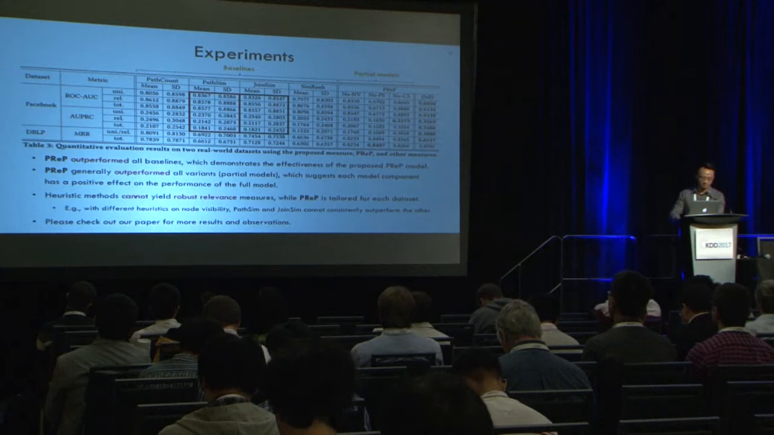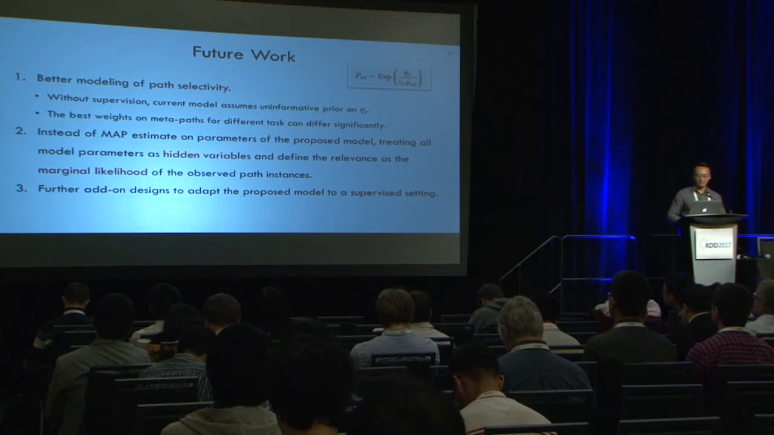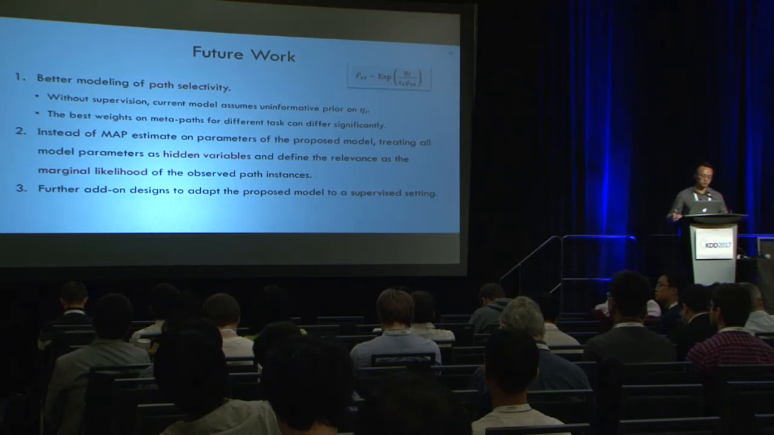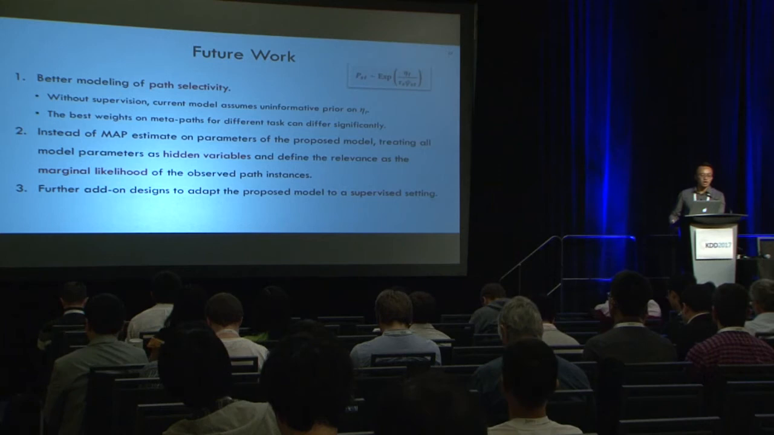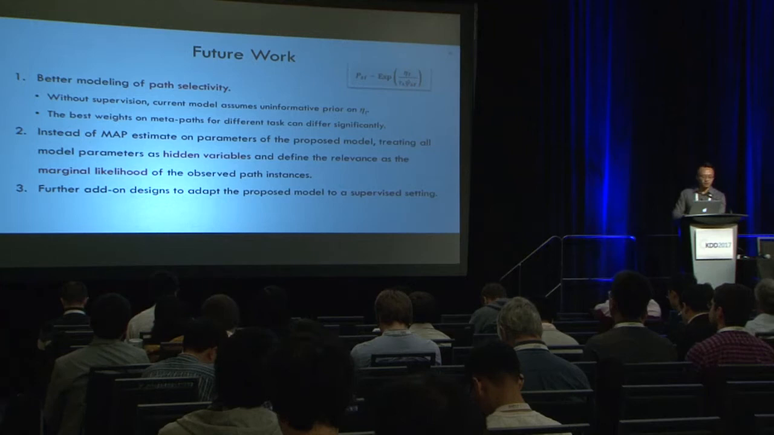And actually for this work, since this is the first work thinking about this problem from the probabilistic perspective, there is still a big room for improvement. And here are a couple of future directions. The first one is we expect to do better modeling of path selectivity, because currently without supervision, our PrEP model assumes uninformative prior on eta. However, the best weights for metapaths for different tasks can differ significantly. So if we just use uninformative prior, it's definitely not satisfying.